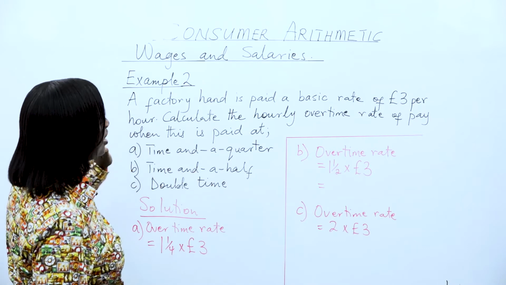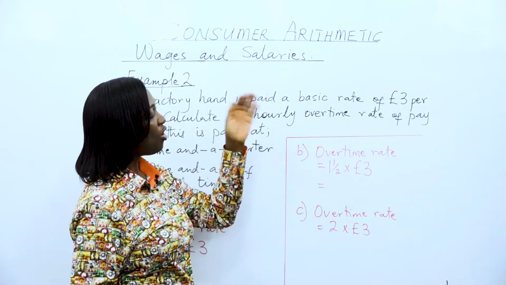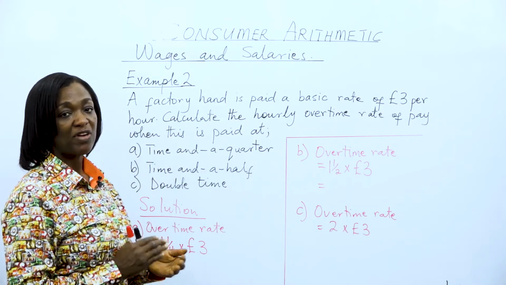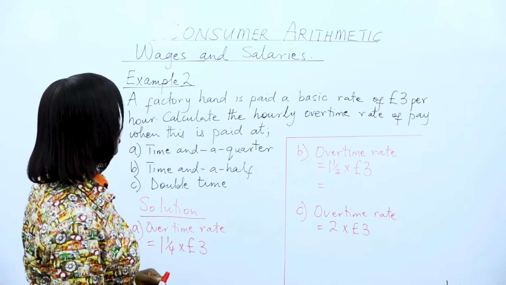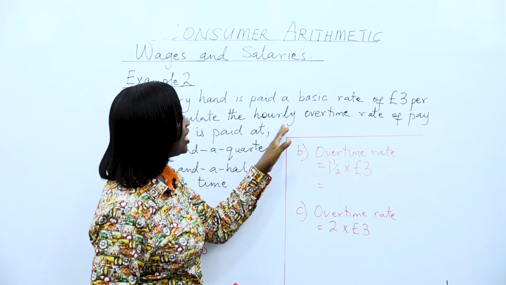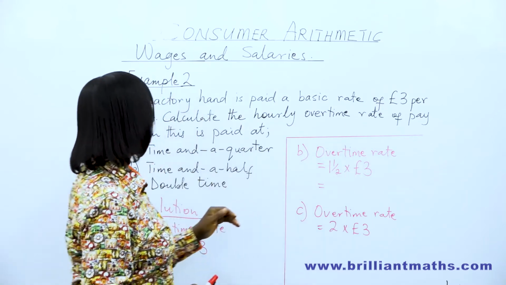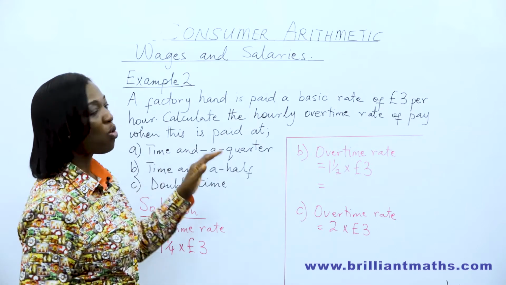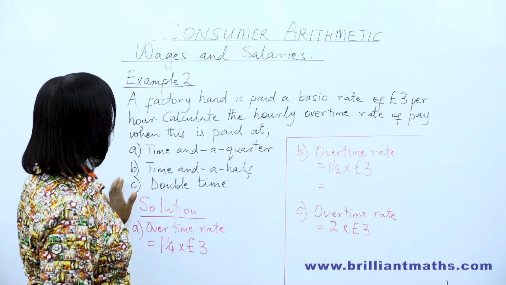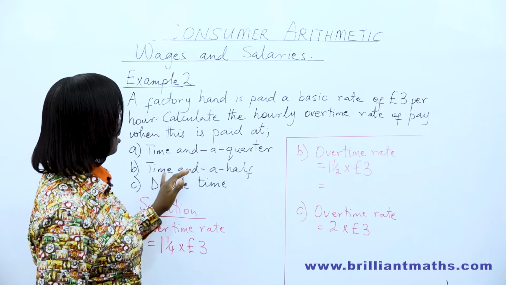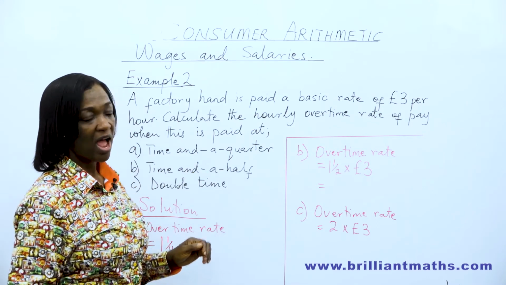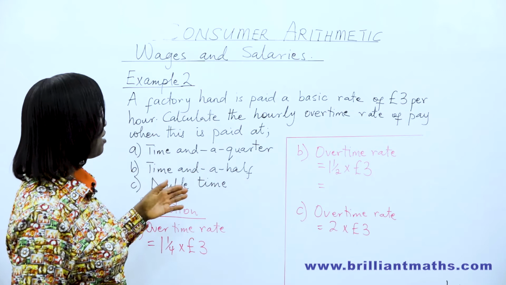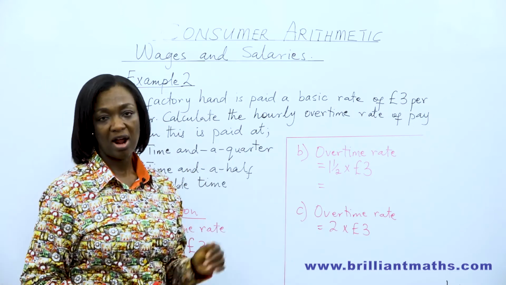A factory hand is paid a basic rate of £3 per hour. So for every hour of work, the factory hand gets paid £3. Calculate the hourly overtime rate of pay when this is paid at time and a quarter. B, when it is paid at time and a half. And when it is paid at double time. What do we mean by time and a quarter and time and a half?